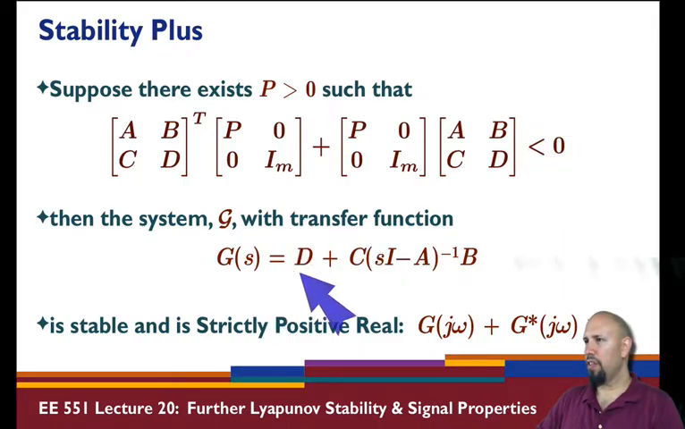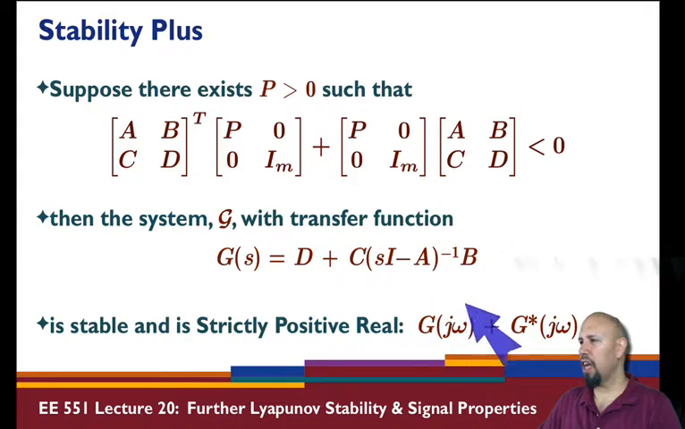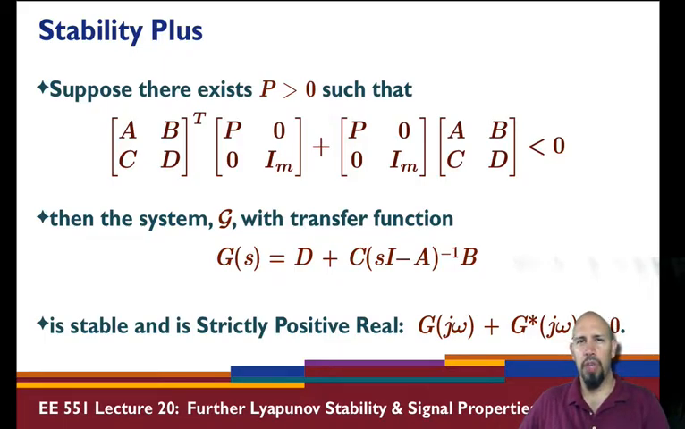So if there is a P that satisfies this, then the system with this transfer function is said to be strictly positive real. That means the transfer function plus the conjugate of the transfer function evaluated on the imaginary axis is strictly positive and real. Whenever you take a complex number plus its conjugate, that will give you a real thing. But this is not only real, but positive. And it turns out that systems that are strictly positive real have special properties when it comes to designing controllers for them. It turns out those are the easiest and the most reliable systems for which to design controllers.